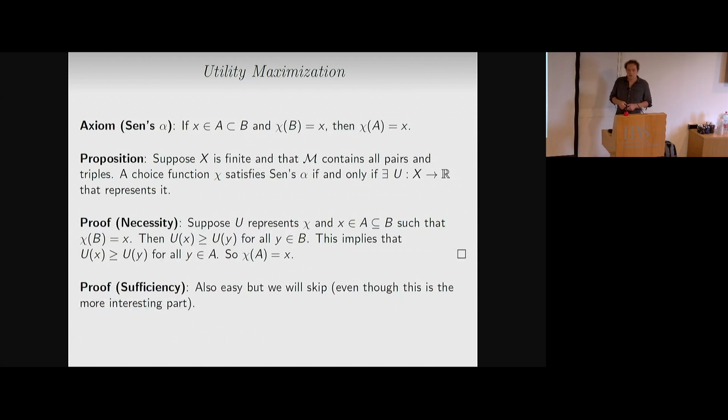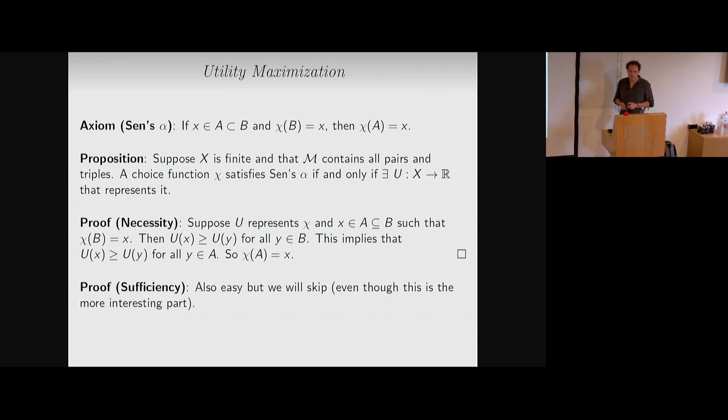Okay, so what's the answer to the question? The axiom is called Sen's alpha axiom. It has many other names. IIA, independence of irrelevant alternatives, says that if you have two nested menus, A and B, A is smaller than B, and x was chosen from B, then x must also be chosen from A.